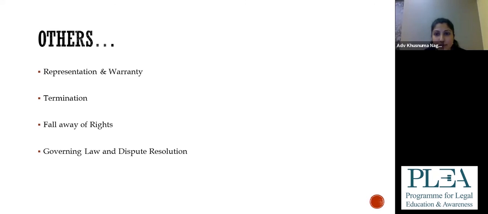Thanks, Harini, for that. We now move on to the last clauses, that is the miscellaneous provision clauses that will appear in a shareholders agreement. In this, you will typically see your notice clause, confidentiality, severability, counterparts, entire agreement, waiver, amendment, stamp duty.